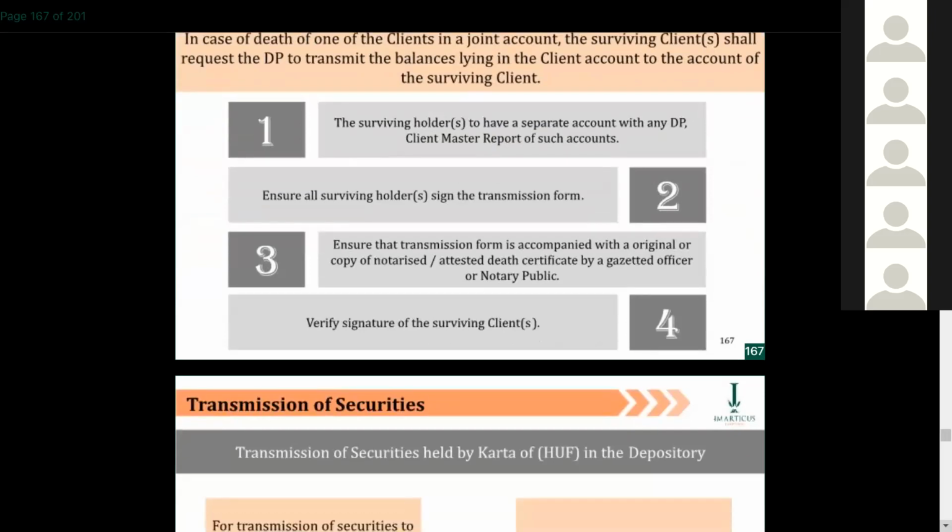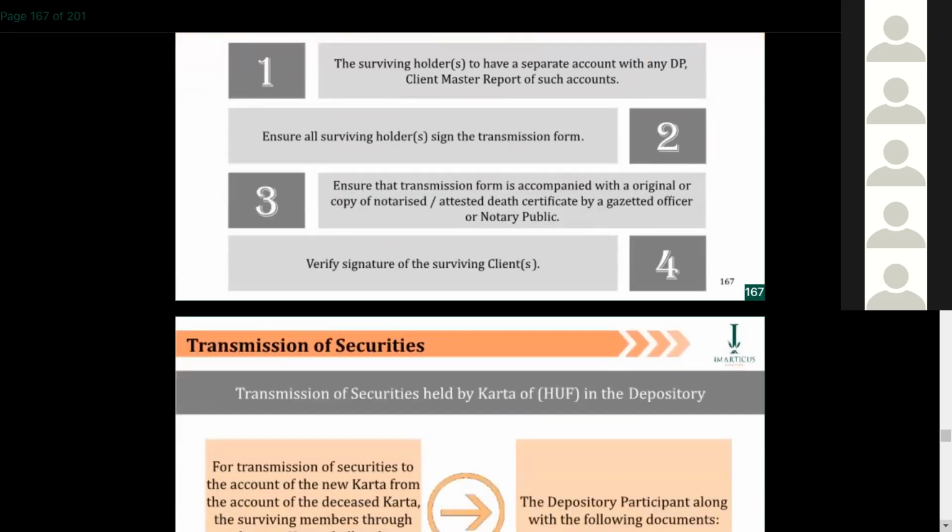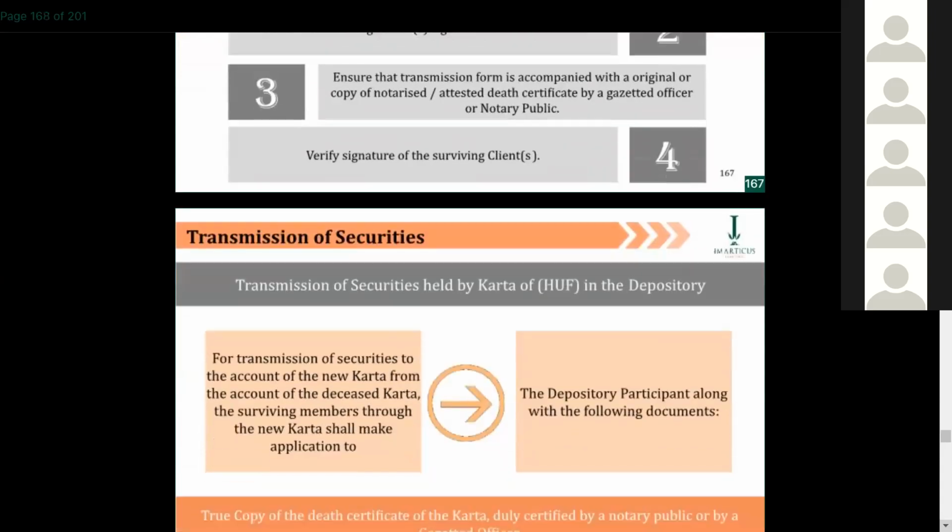Now, transmission of securities held by a Karta in the depository. What happens in an HUF? If the Karta expires, what happens to the HUF? Is it dissolved? No, ma'am. Then what happens? Ma'am, it is transferred to the new Karta. Yes. So the eldest member is appointed as the Karta and the securities would be transferred to the new Karta. So transmission of securities to the account of the new Karta from the account of the deceased Karta.